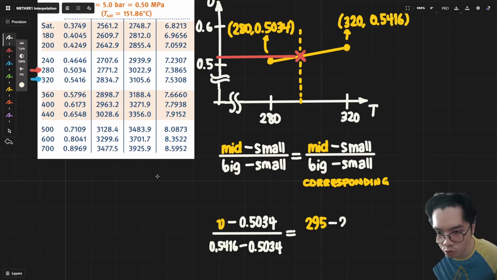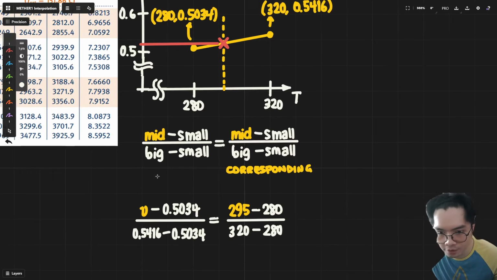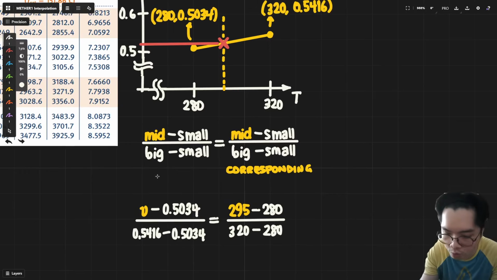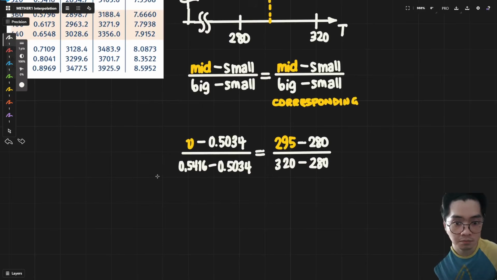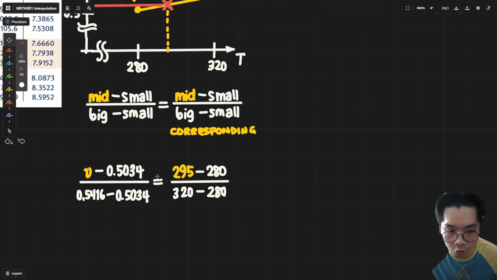295 minus 280 all over 320 minus 280. The thing is, you can shift solve for this using your calculator, right? You don't have to go all the way to calculating this on your own, right? And for those who still do not know how to do this on your calculator, what you can do is just type this into your calculator, right?